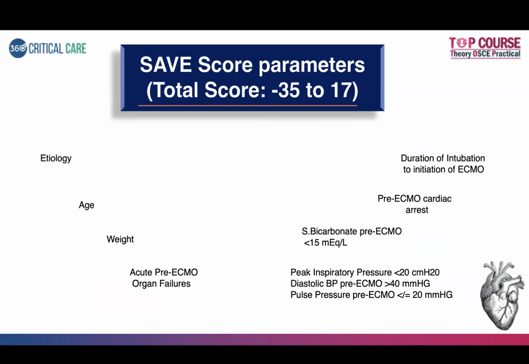So the SAVE score has around 8 parameters. One is the etiology, the age, the weight, the acute pre-ECMO organ failures, the number of organ failures that were there, the duration of intubation to initiation of ECMO, the pre-ECMO cardiac arrest status, if it was there or not, serum bicarbonate pre-ECMO if it was less than 15, and the respiratory mechanics and the BP, that is the peak inspiratory pressure less than 20, diastolic BP pre-ECMO more than 40, and pulse pressure pre-ECMO less than or equal to 20. So based on these parameters, the scoring is developed, and that score will predict the likelihood of mortality.